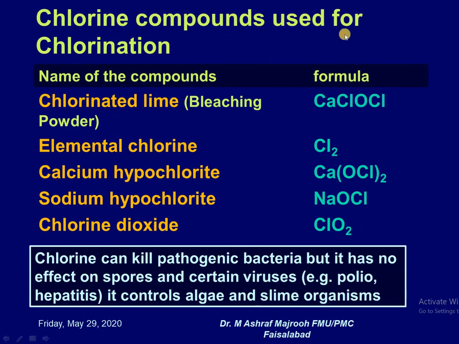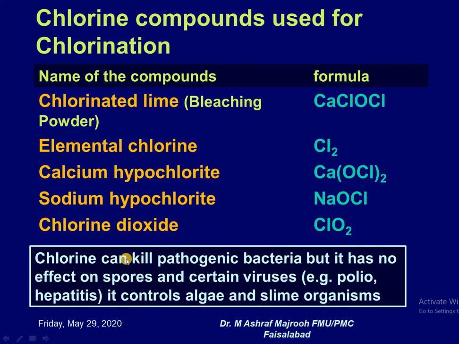Then the chlorine compounds used for chlorination. The names of these compounds and the formulas are given here. Chlorinated lime, also known as bleaching powder, has the formula CaClOCl. Then elemental chlorine Cl2, calcium hypochlorite CaOCl2, sodium hypochlorite NaOCl, and chlorine dioxide ClO2.